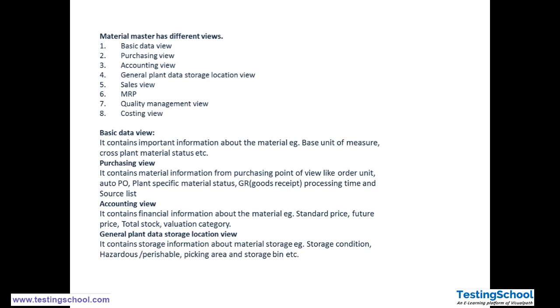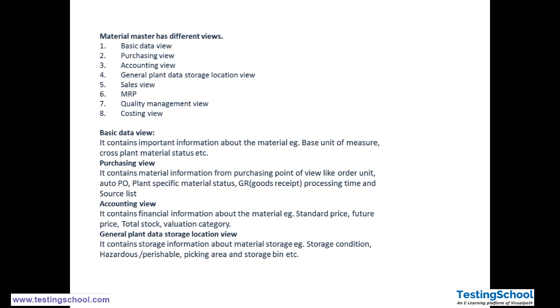Likewise, there is the general plant data and storage location view. Storage location information is kept in a different view, such as whether it is a perishable or non-perishable item, and what temperature needs to be maintained to store this kind of material. Sales view will have only the sales view of the material. MRP stands for material requirement planning, so it will have the material requirement view. Quality management will have the quality management view. Similarly, costing will have the costing view.